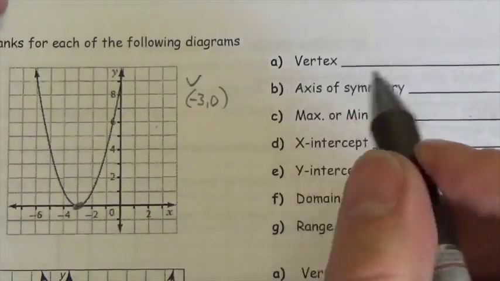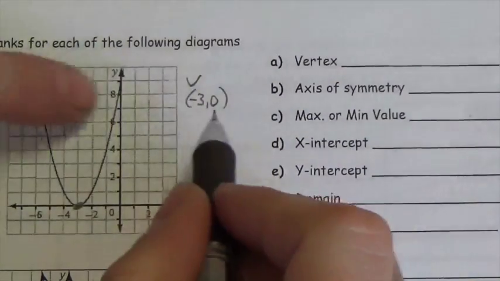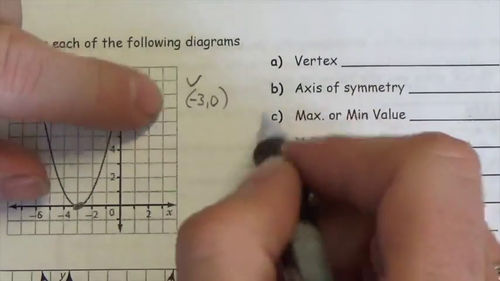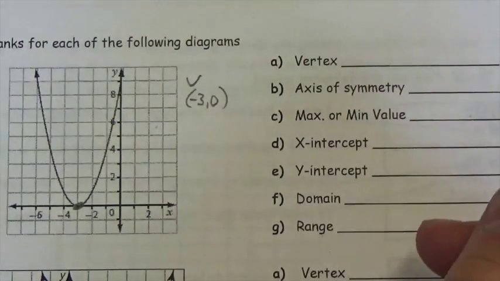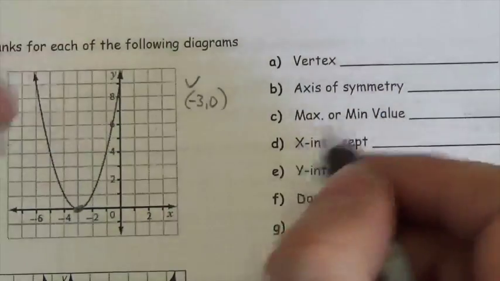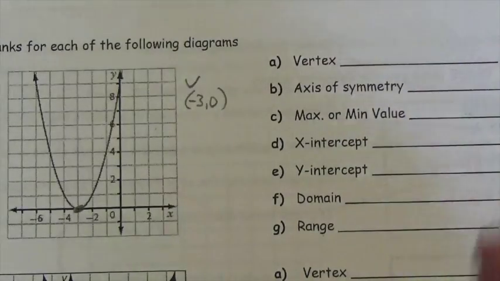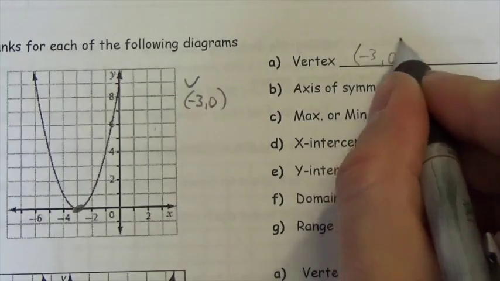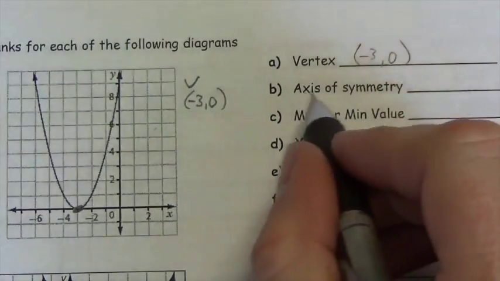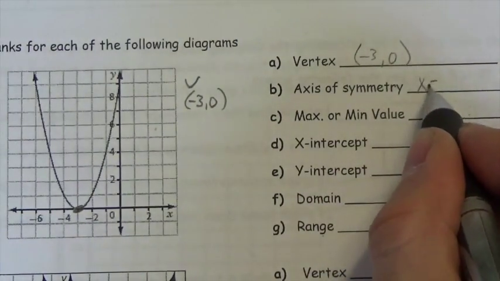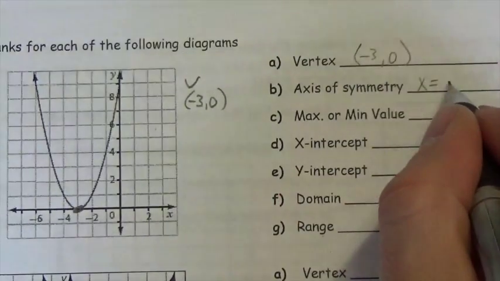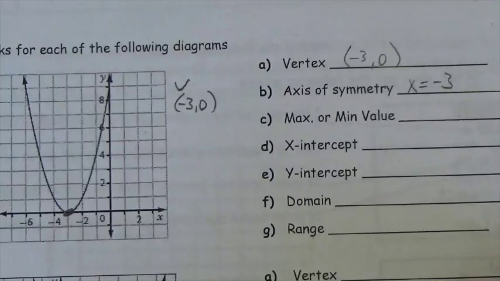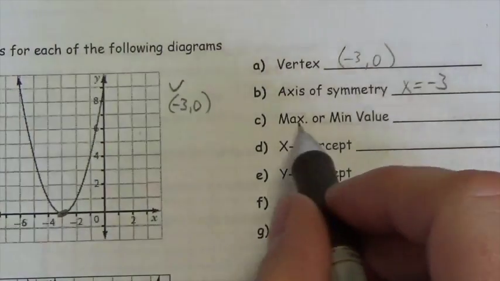There's my vertex. Now, notice what I'm not doing. I'm not just listing the numbers. I'm not just putting this as negative 3, 0 without the parentheses. Without the parentheses, it's not a point. Okay, the parentheses are very important here for communicating this correctly. So the vertex here is going to be (negative 3, 0). There's the point here. The axis of symmetry is x equals the x-coordinate of the vertex. So once I know the vertex, I know the axis of symmetry.